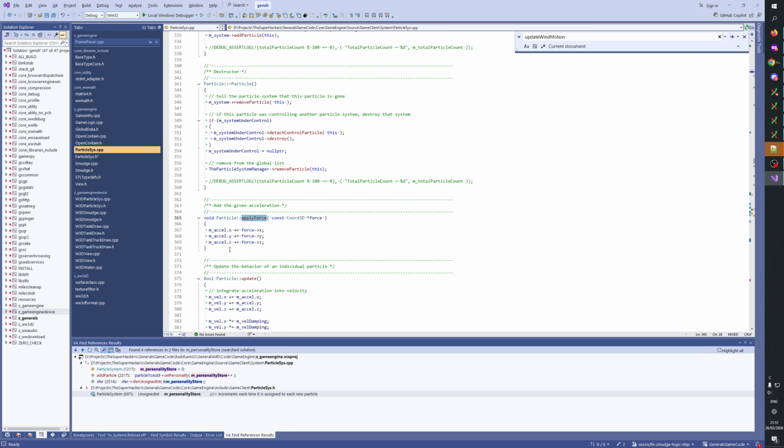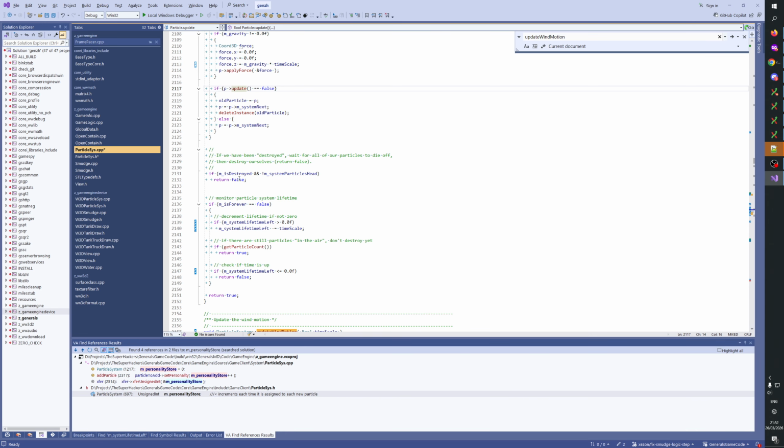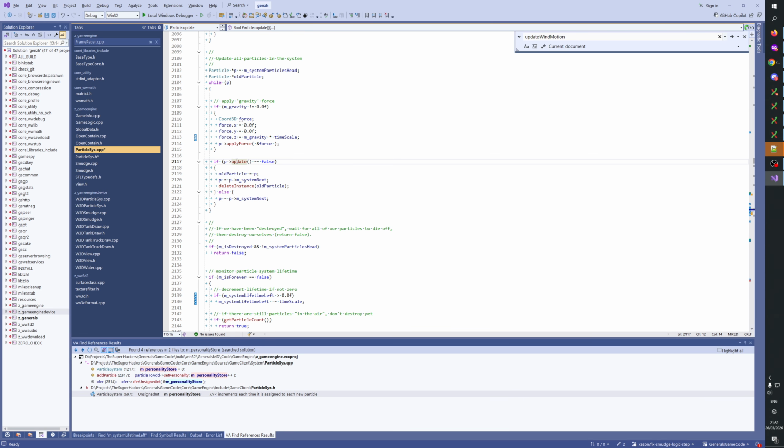So plus equal. Okay, so this looks like we can time scale, yeah. Delete instance. Okay, and then here we have an update. So we need to look into that then, and I think that's it. Okay, let's go to updates.